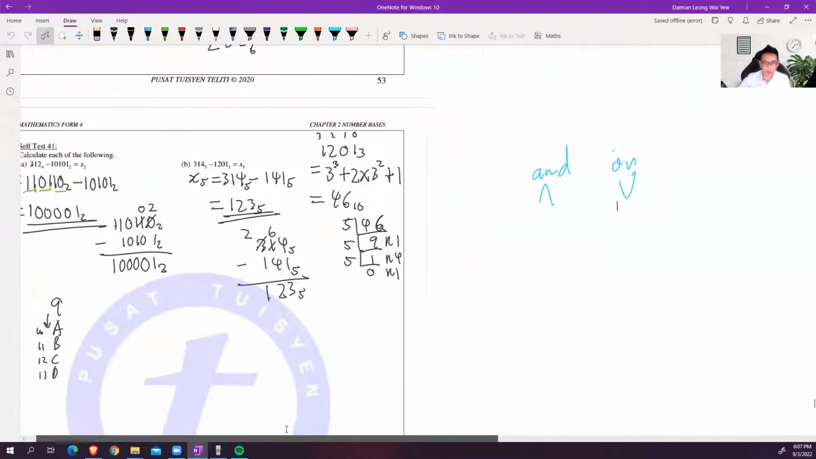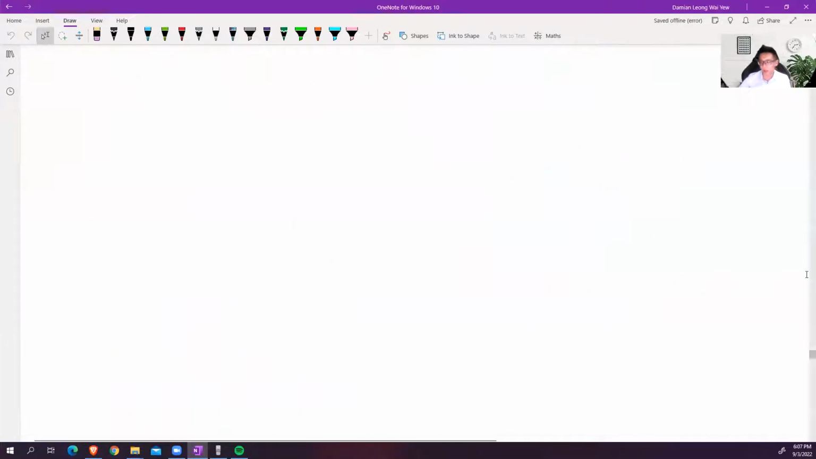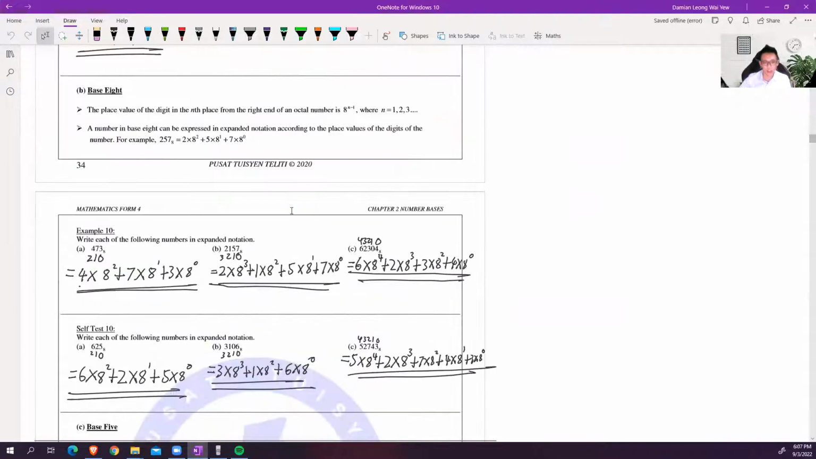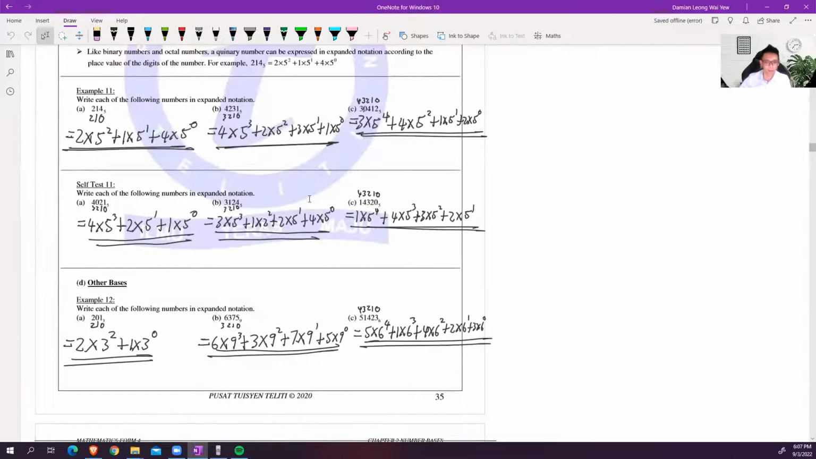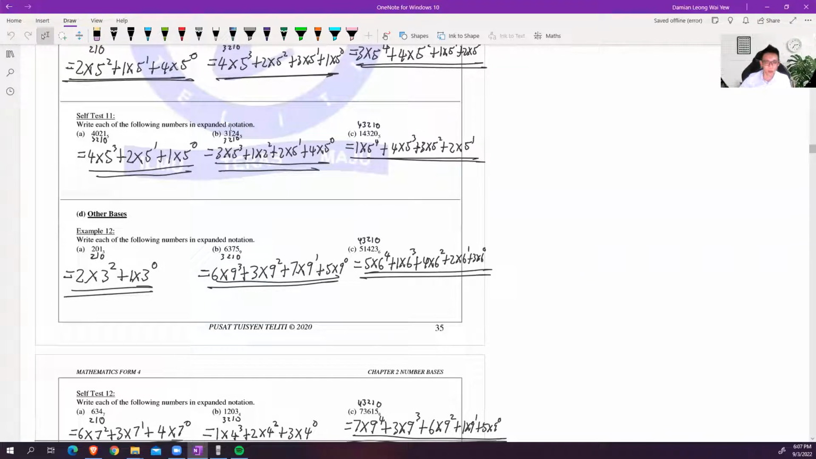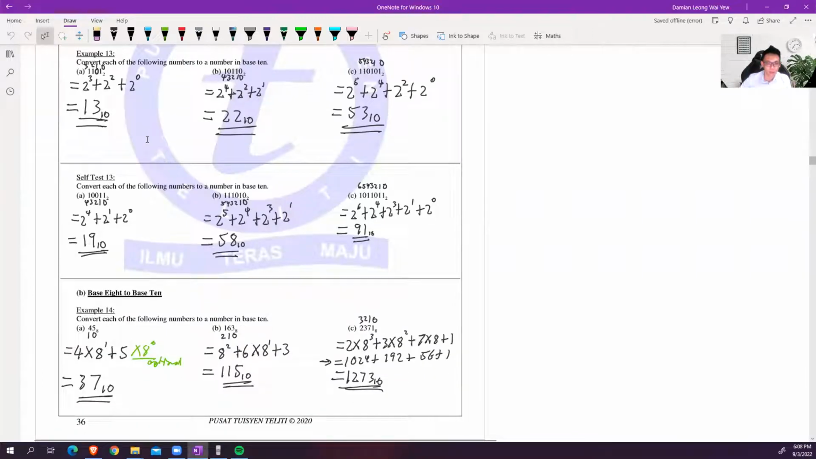Then Form 4, Chapter 2 is number bases. So in the chapter on number bases, you need to know how to put numbers in expanded notation form, as well as change to base 10. Okay, start from the right, power 0, power 1, power 2, power 3. How many of the base to that specific power, then add together, and you get your base 10 number, which is your decimal number.